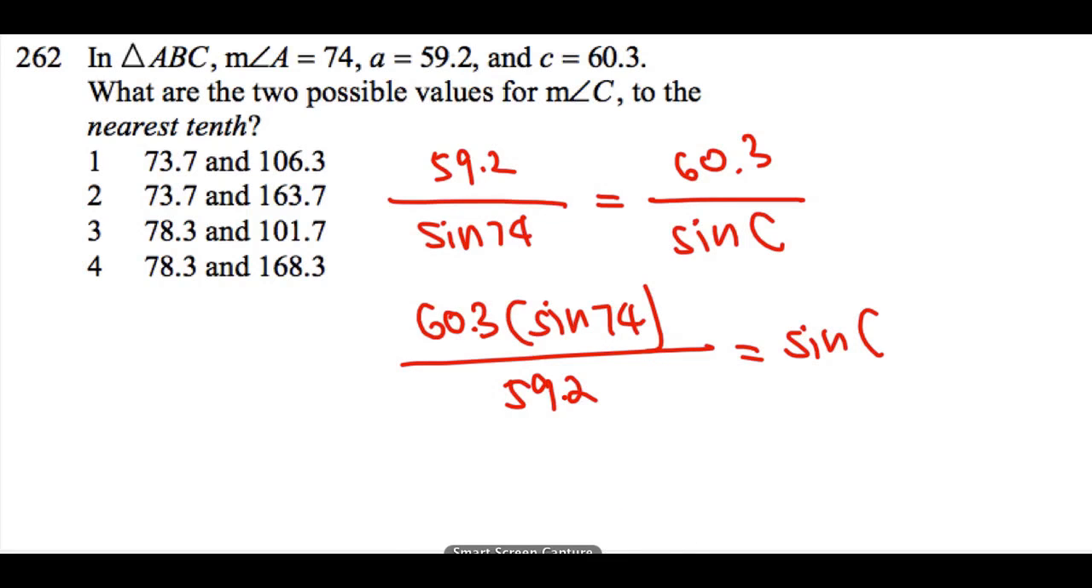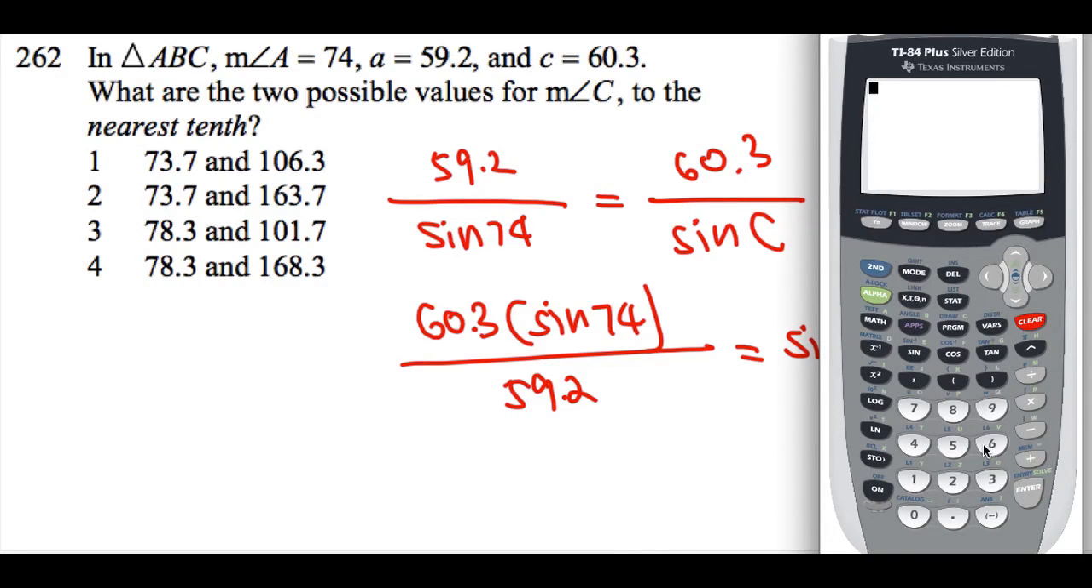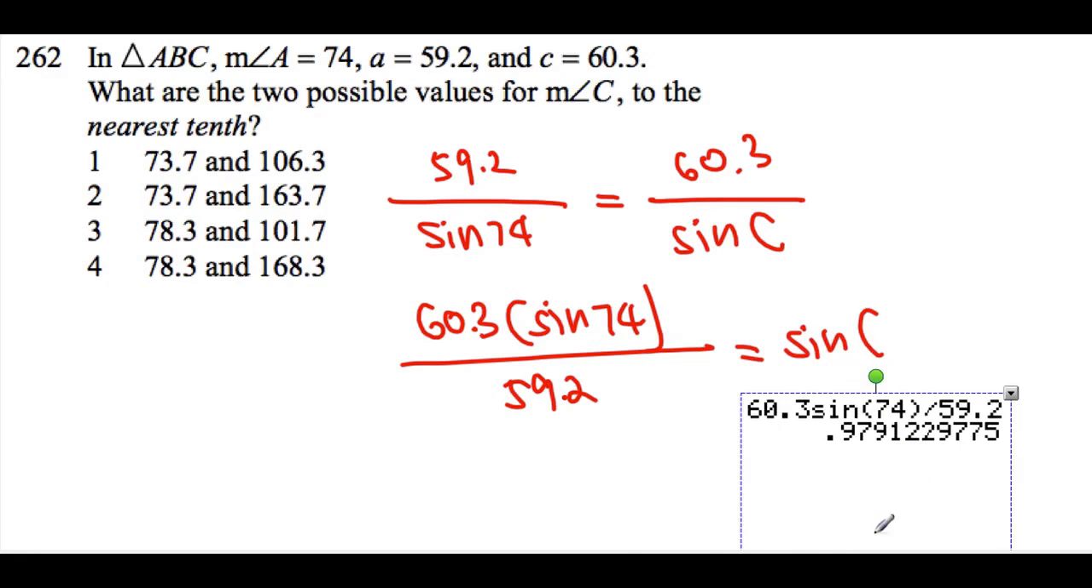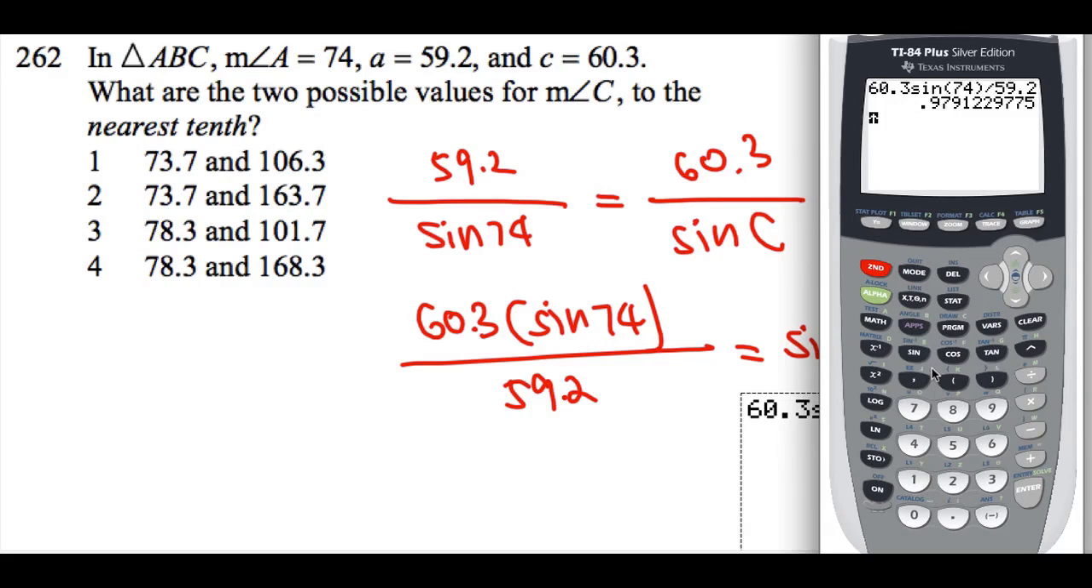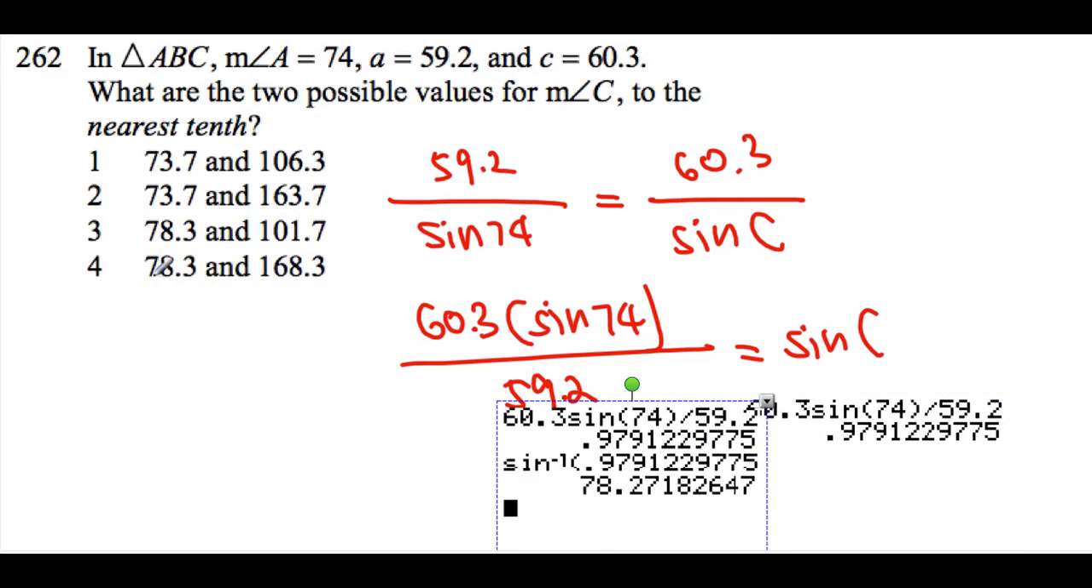So if you were to calculate this portion, 60.3 times sine of 74 divided by 59.2. So that's the value that we end up getting. If we were to go for the second sine of the angle, 78.3. So it can be one of these two, but it cannot be this one, because if it were to be this value, you will realize that with the 74 you will be overflowing right away. So the correct answer is choice C.